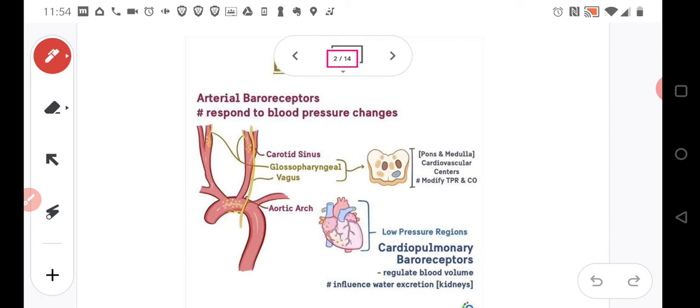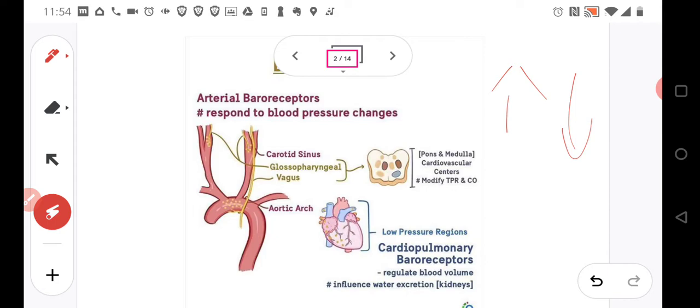So in the case of baroreceptors, we have two types of baroreceptors: those that are responding to the high pressure and those that are responding to the low blood pressure. These are located in various places of the body. However, let's start from the high pressure baroreceptors. They are, for example, in the carotid sinus and aortic arch. Also very important receptors are in the kidneys.